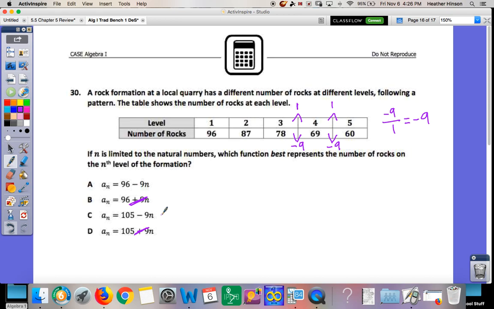Then we got to find our y-intercept. Where do we find our y-intercept? At 0. So we need to subtract to get to 0. So we have negative 9. So 96 minus negative 9. Watch that when you put it in the calculator. 96 minus negative 9, which will become a positive, which is 105. So that'll be C.